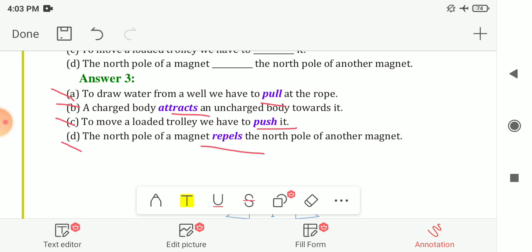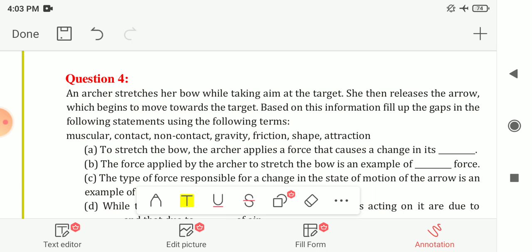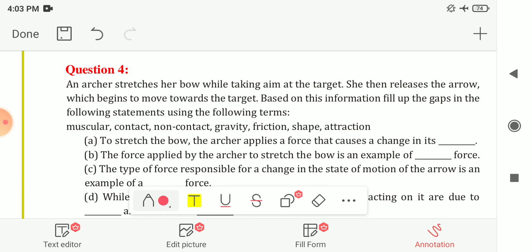Now next is question number 4. The question is, an archer stretches her bow while taking aim at the target. She is stretching her bow and then releases the arrow, which begins to move towards the target. Based on this information, fill up the gaps in the following statements using the following terms. Here some of the terms are given to you. You have to fill in the blanks using these terms.